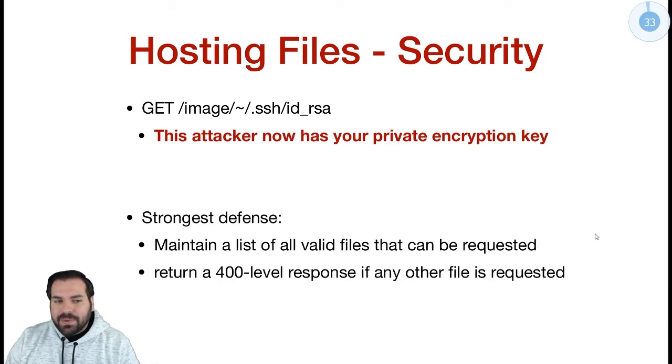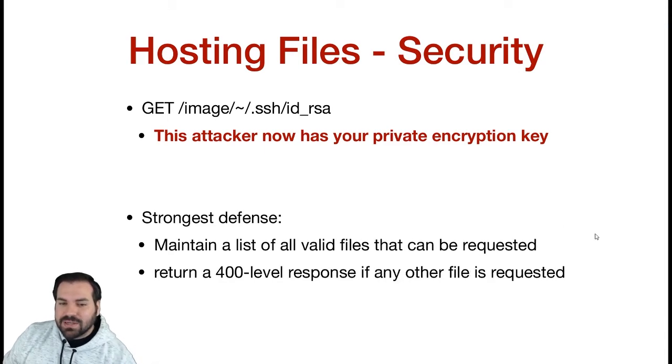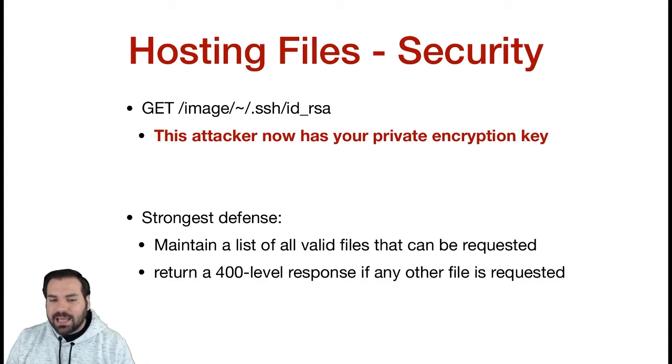If you really want to protect against this, the strongest defense you can do is maintain a list of all the valid files that a user can request, and then if they request something that's not on that list, send them some 400 level error, a 404 or a 403, something that says, hey, you requested something, but we're not giving it to you. So you do have to protect against this in your homework 3.